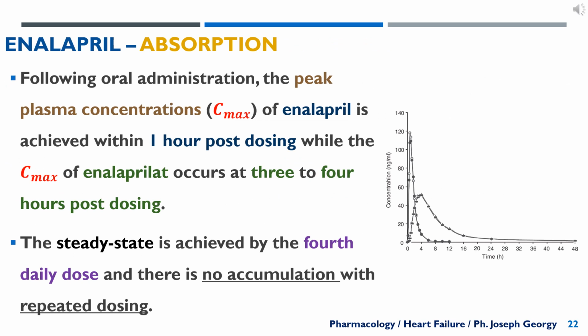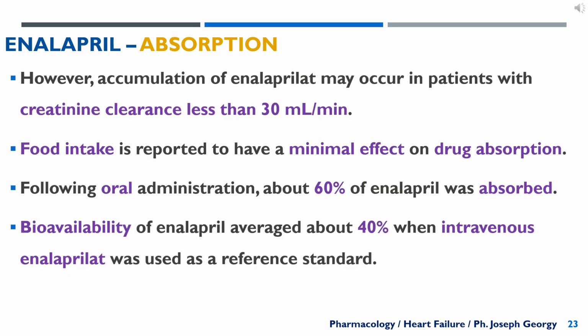About the absorption of enalapril, following oral administration, the peak plasma concentration, or Cmax, of enalapril is achieved within 1 hour post-dosing, while the Cmax of enalaprilat occurs at 3 to 4 hours post-dosing. The steady state is achieved by the fourth daily dose, and there is no accumulation with repeated dosing. However, accumulation of enalaprilat may occur in patients with creatinine clearance less than 30 milliliters per minute. Food intake is reported to have a minimal effect on drug absorption.